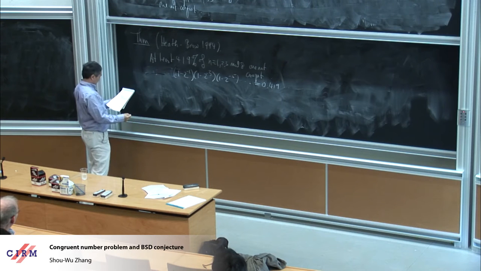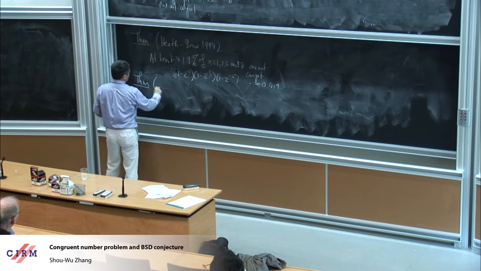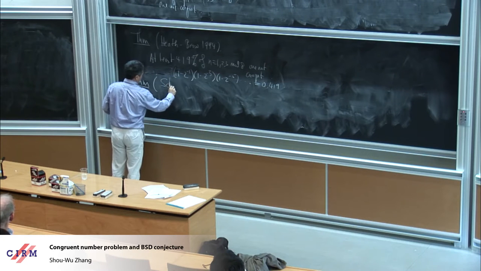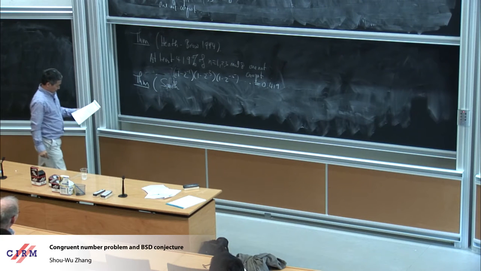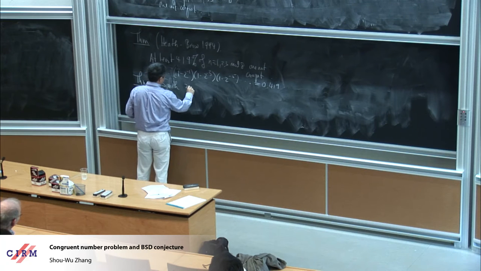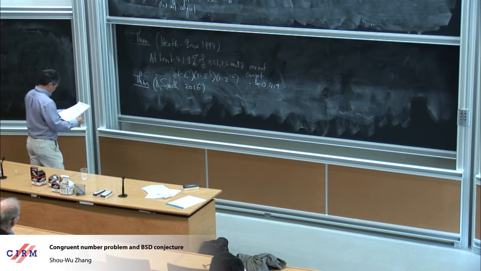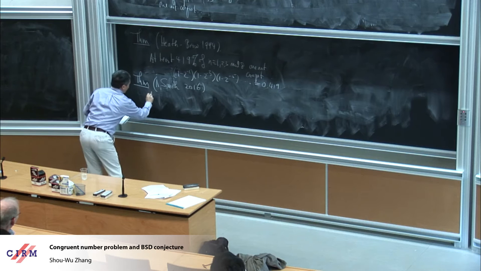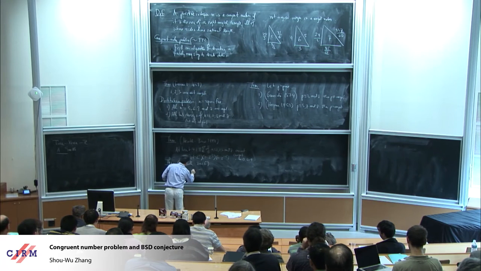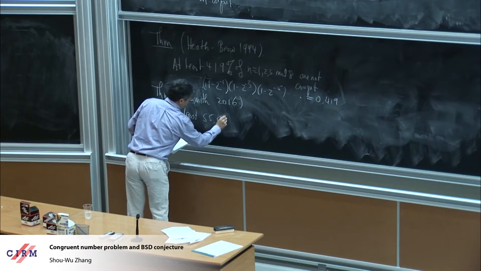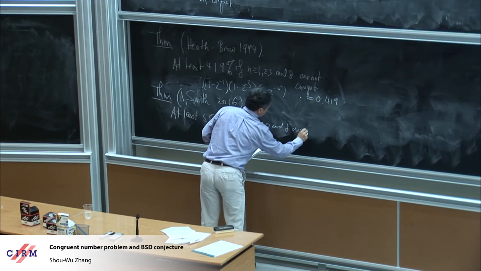So then the theorem I'm going to talk about today is another theorem by my student Smith. He proved that, as of 2016, he finished last year and is now a graduate student at Harvard University, at least 9% of n congruent to 5, 6, 7 mod 8 are congruent.